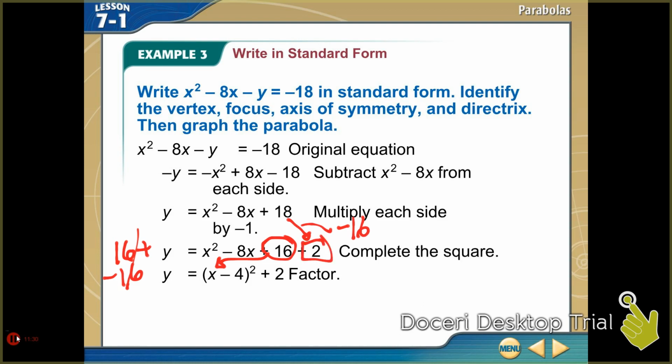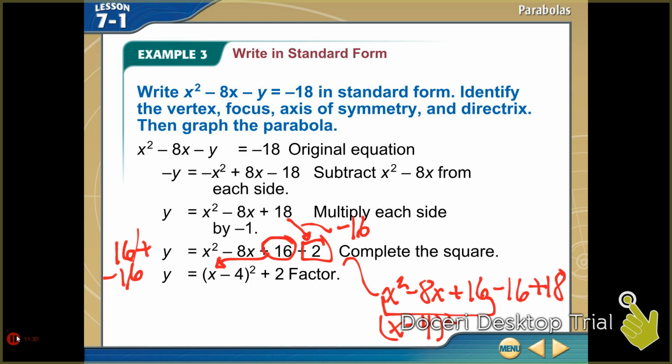So don't be alarmed when you see that. Another way to write that is we would do x squared minus 8x plus 16 minus 16, so we're just adding 0 to one side, plus 18, right? This turns into quantity x minus 4 squared, and then -16, 18 is plus 2. That's where that value is coming from. So just be careful when you complete the square that you need to add the quantity to both sides.